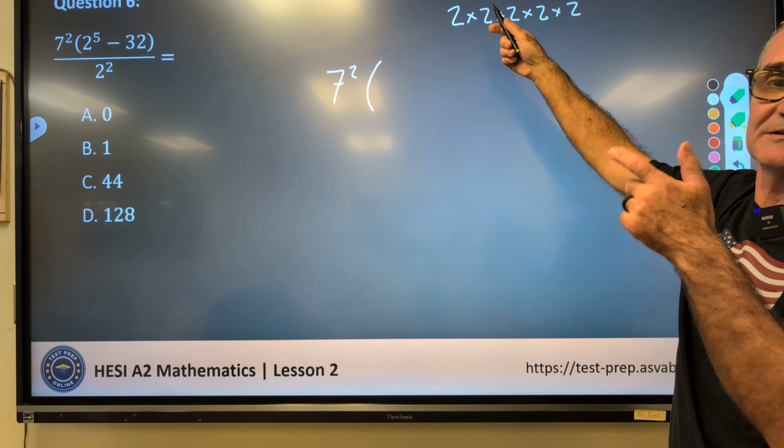Or as soon as you see 2 to the 5th and 32 are the same, you could see you're multiplying by 0 and it's going to be a 0. Any number divided by 0 is undefined. However, 0 divided by anything will always be 0. So on number 6, correct answer, answer A.